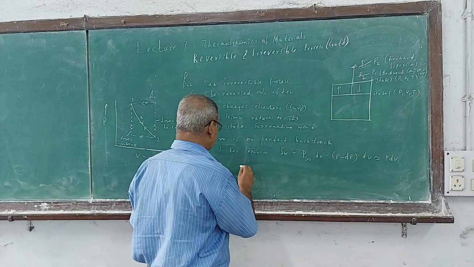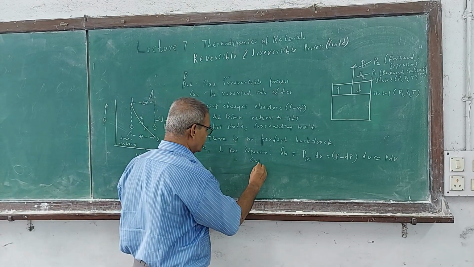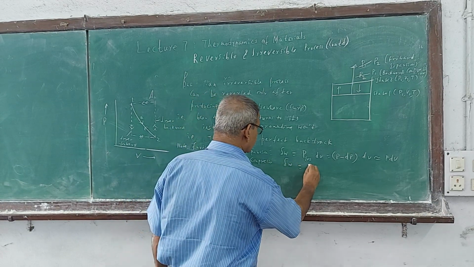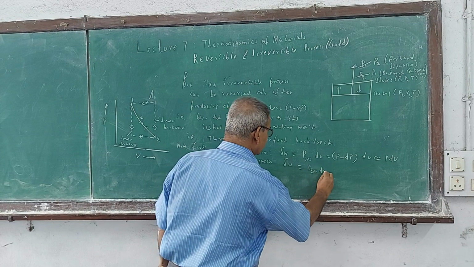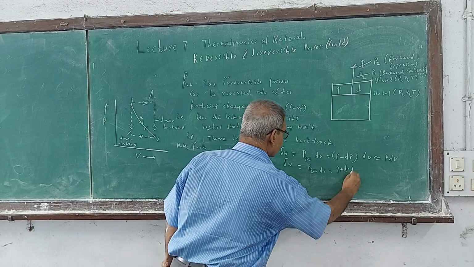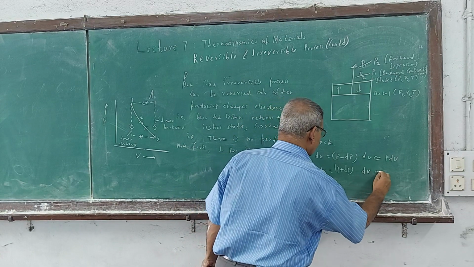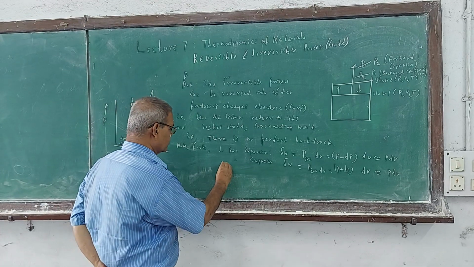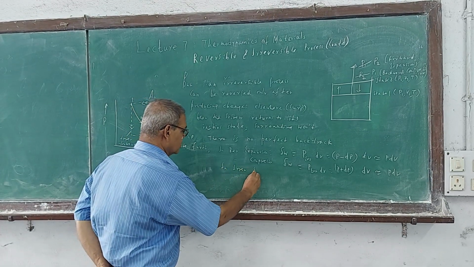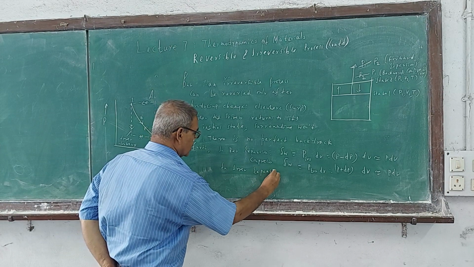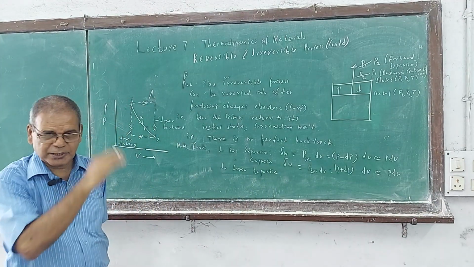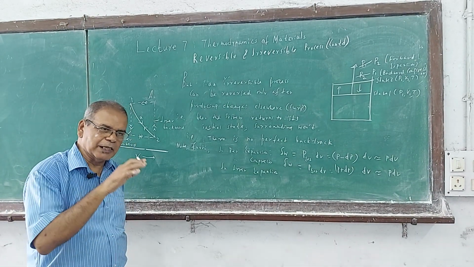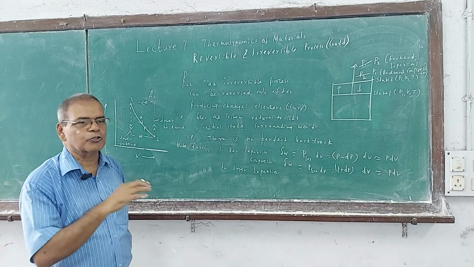In reversible compression, tell me what you will get. dW is P external dV, which is P plus dP, is again P dV. Achha. Now in irreversible, you just note, irreversible expansion. Finish this part: reversible, irreversible expansion, compression, and the corresponding work done.